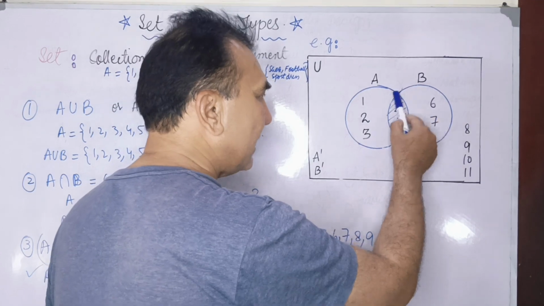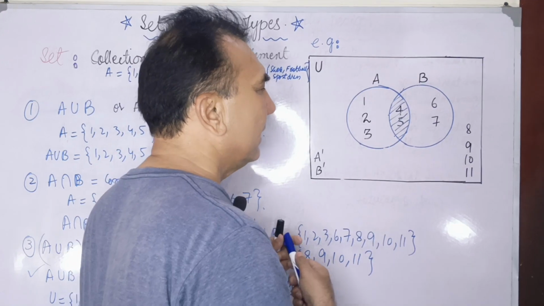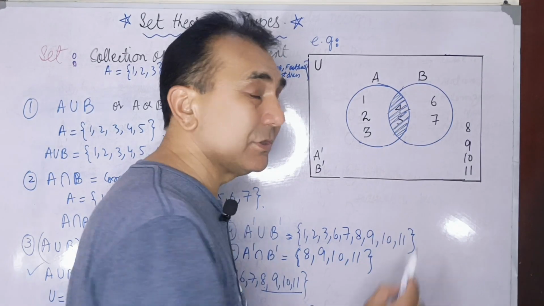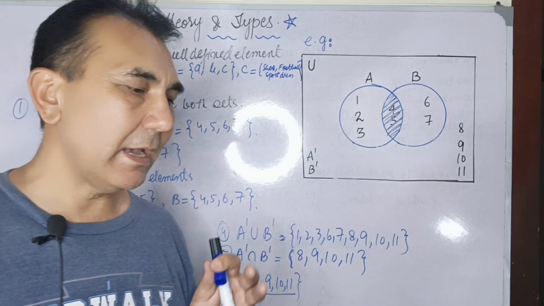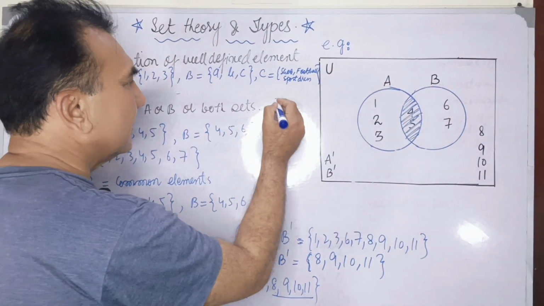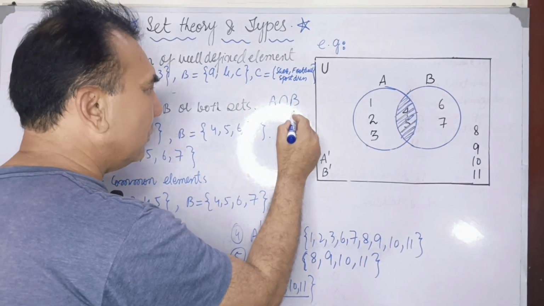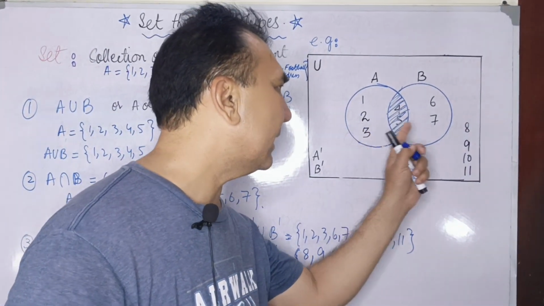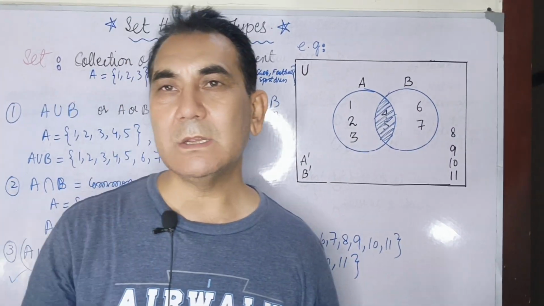Now when set A and set B are mixed up with each other, the part which intersects between the two sets is called the intersection, the common elements present between the two sets. So you can write A intersection B. A union B means you write down all the elements present in set A and set B.